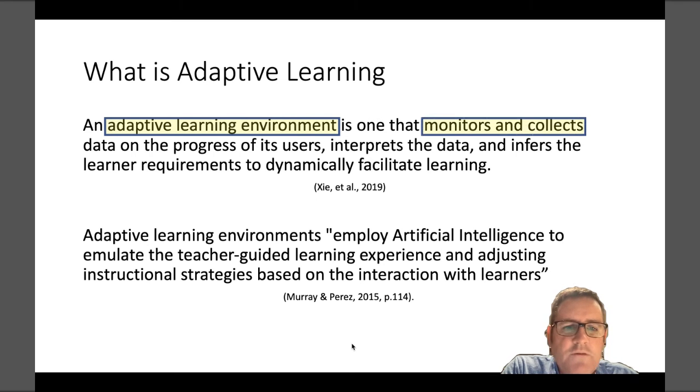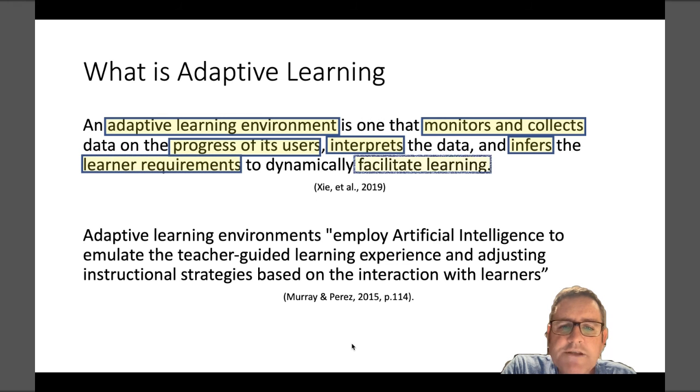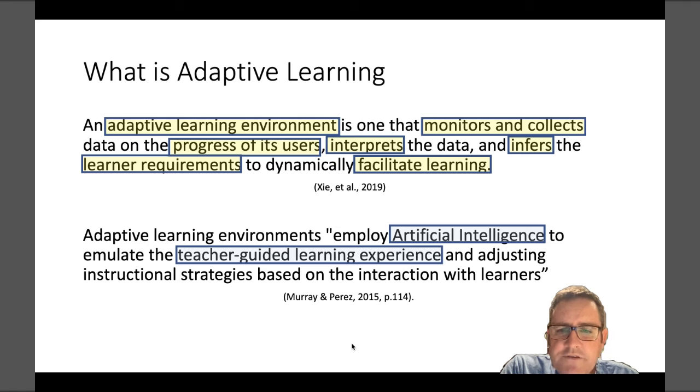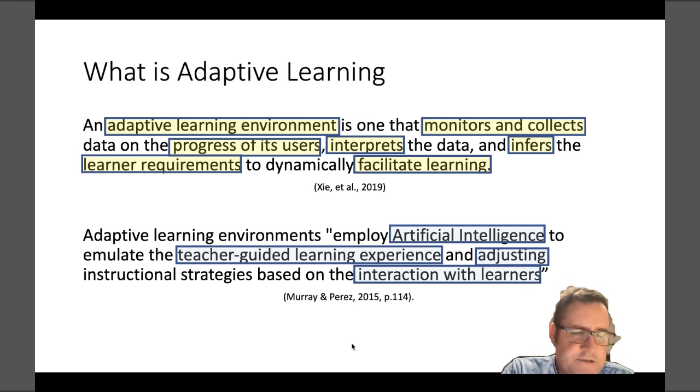An adaptive learning environment is one that monitors and collects data based on the progress of its users. That data is interpreted, and from that, a computer system infers what the learner requirements are to facilitate learning in a dynamic way. And of course, as we talked about at the conference the other day, artificial intelligence is used a lot. Artificial intelligence is used to guide the learning experience, adjust the instructional strategies based on the interaction with the learners, based on your feedback throughout the process.